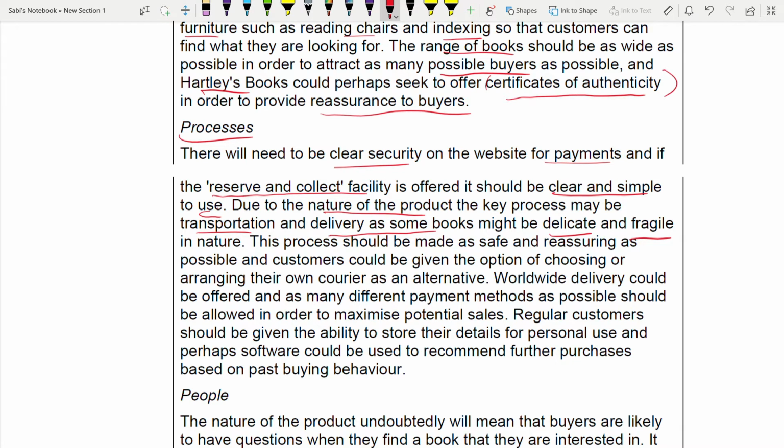So make sure that customers can choose their own carrier, in order to be safe. You can add worldwide delivery so that you can touch upon many customers. You can make sure that your website accepts many different payment methods so that you can maximize sales. Maybe for regular customers, you can make sure that personal details can be stored.